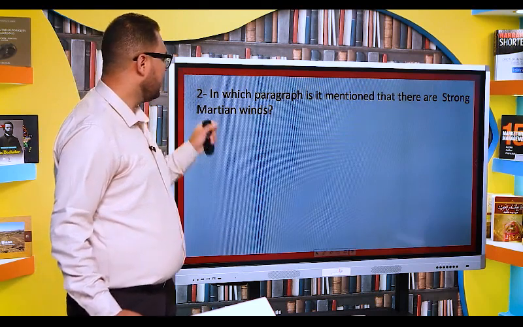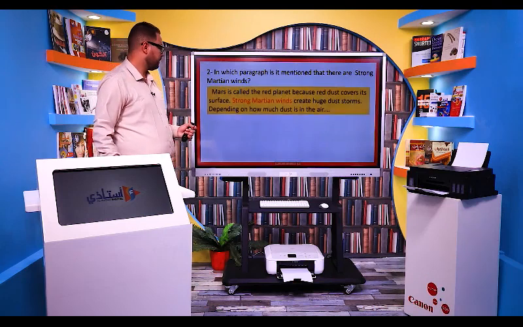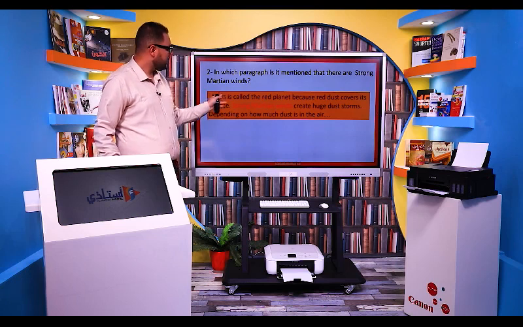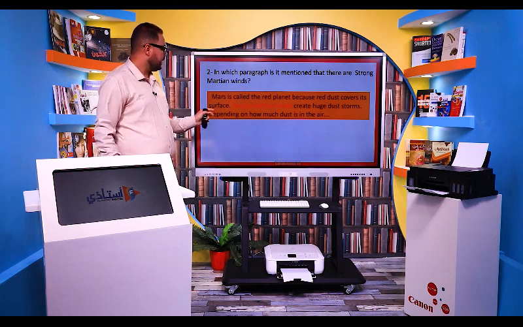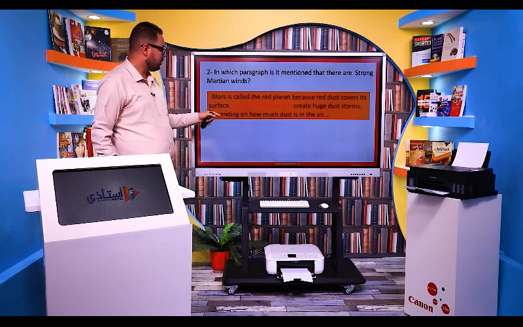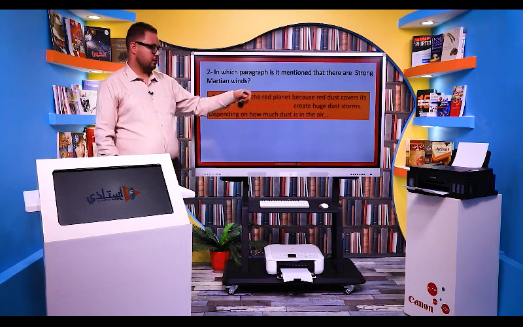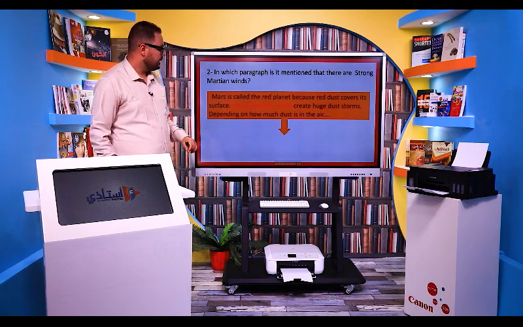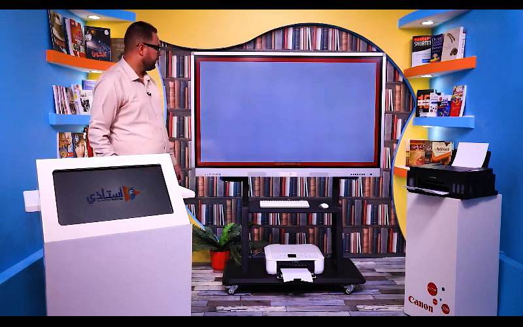Question number 2: in which paragraph is it mentioned that there are strong Martian winds? So here we have in this paragraph, Mars is called the red planet because red dust covers its surface. Strong Martian winds create huge dust storms depending on how much dust is in the air, etc. So it is mentioned strong Martian winds, and it is mentioned in the third paragraph.